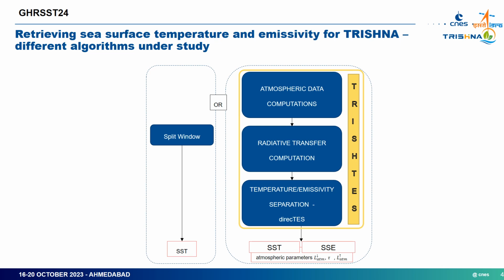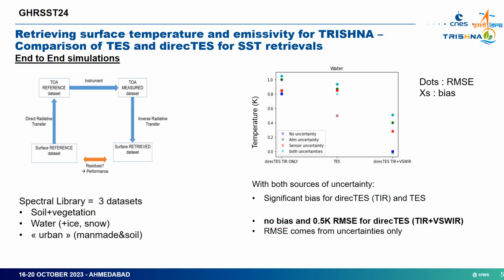In order to choose the algorithm for TRISHNA, we made different comparisons of the algorithms. To begin with the results, we first compared TES and direct tests on end-to-end simulation where we managed all the data, the instrument and atmospheric uncertainties too. The synthetic reference dataset is made of water spectrum and transposed to the top of atmosphere using direct radiative transfer with representative atmospheric data, which yields a top of atmosphere reference dataset.